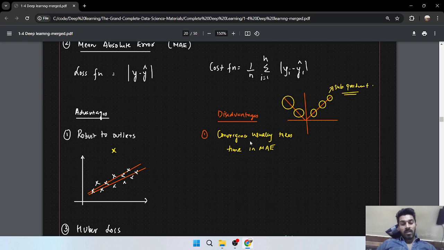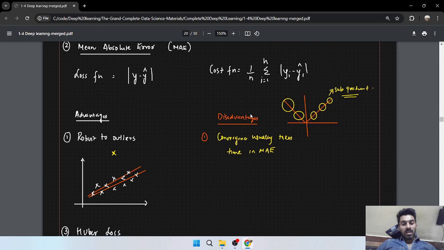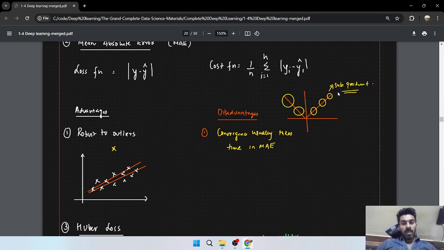And the disadvantage: convergence usually takes time in mean absolute error. Convergence means that if you apply this error in the gradient descent, then convergence usually takes some time because it is basically sub-quadratic. It's not a quadratic equation, that's why.